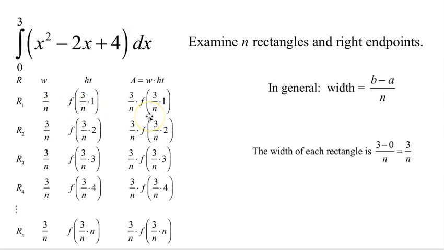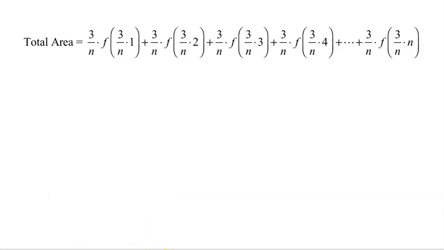So what we're going to have to do next is figure out some way to look at the total area, right? The total area requires me to add up these n items. So 3 over n times f of 3 over n times 1 plus 3 over n times f of 3 over n times 2 all the way down to 3 over n times f of 3 over n times n. So there's our total area, adding all n pieces up.